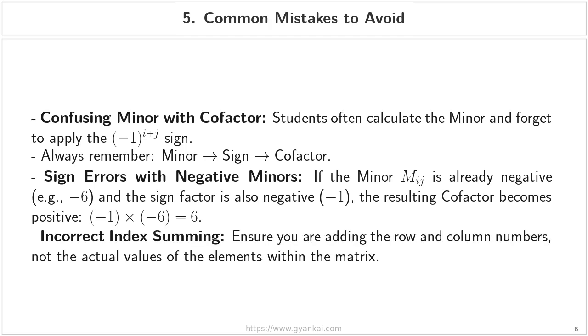Finally, be careful with incorrect index summing. When you are calculating that exponent, remember that we are adding the row number and the column number, the I and the J, not the actual values of the elements sitting inside the matrix. You are looking at the position, not the content.